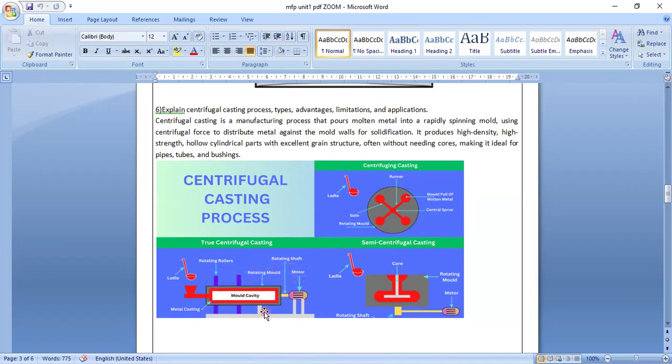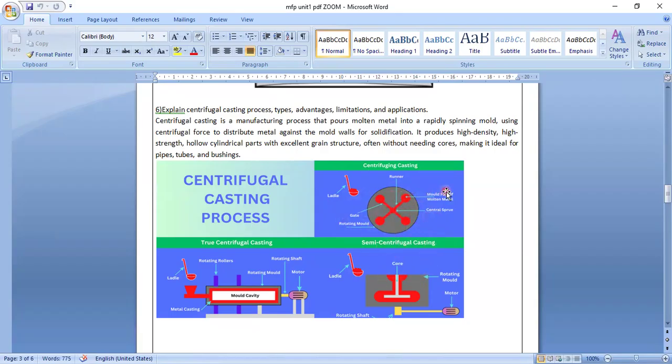Whatever the density, high density material will go and settle at the walls, and in the center you will get a fine material. So this is a way of central here also. It will rotate. Here you are going to put the ladle. You will pour here. So this will rotate. Centrifugal, rotating. What happens? It will take the shape of this mold.